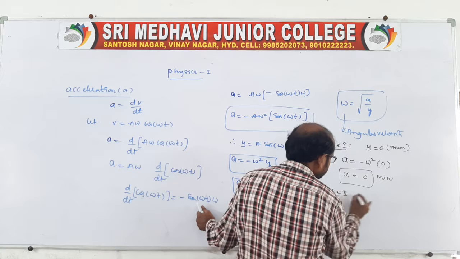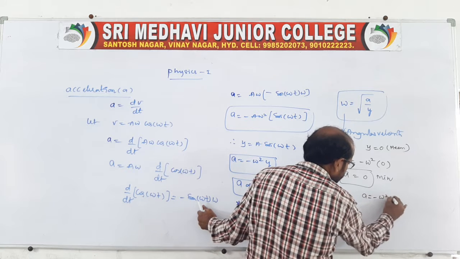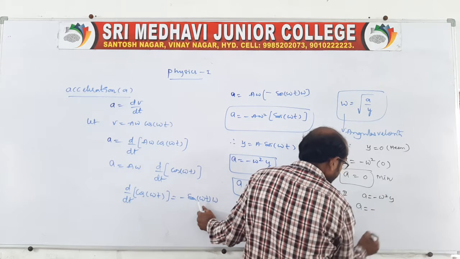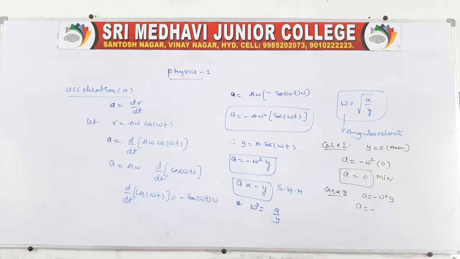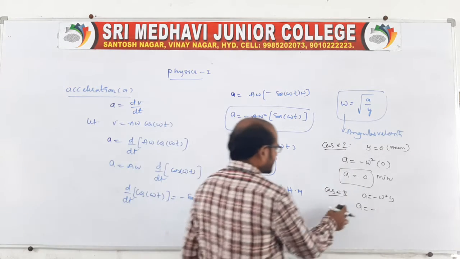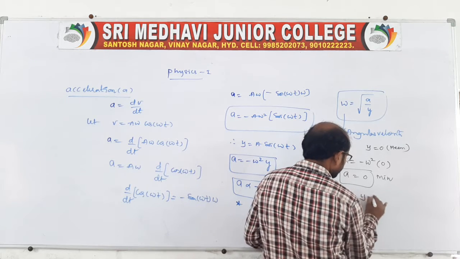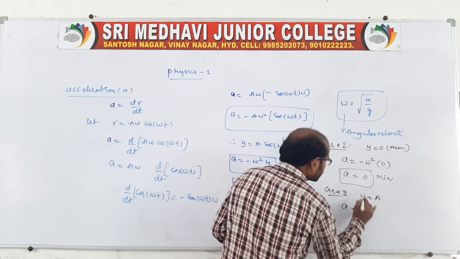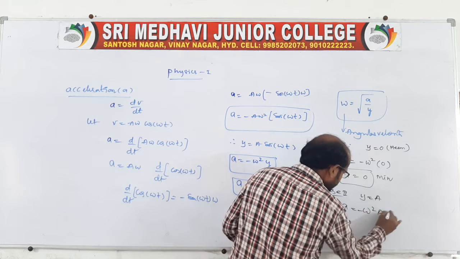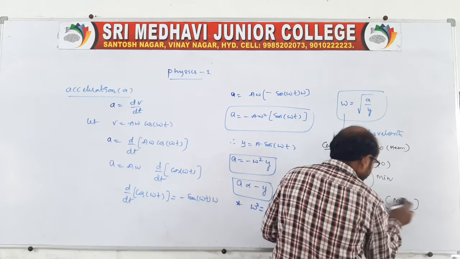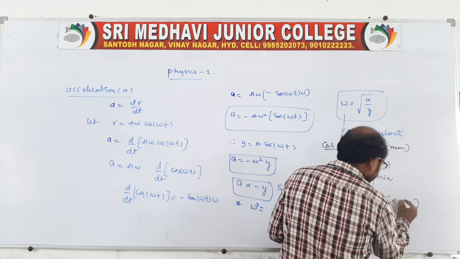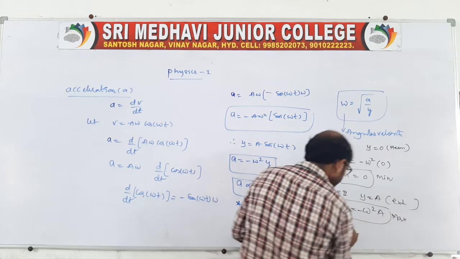Now case 2: a is equal to minus omega square y. That is at an extreme position, where y is equal to A. So a is equal to minus omega square A. At an extreme condition, the acceleration is maximum.